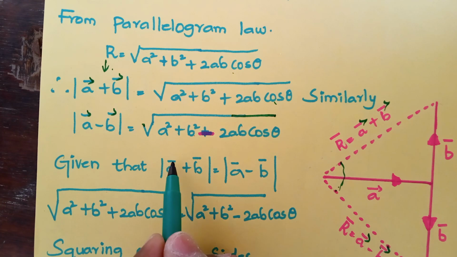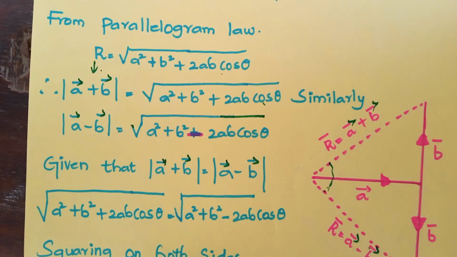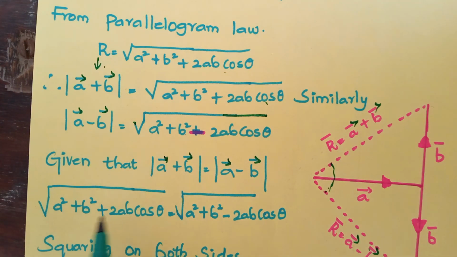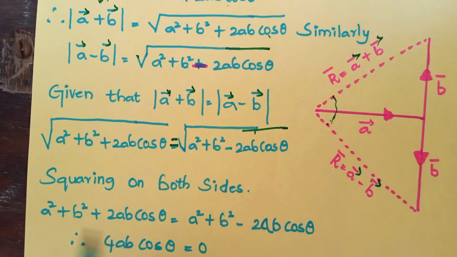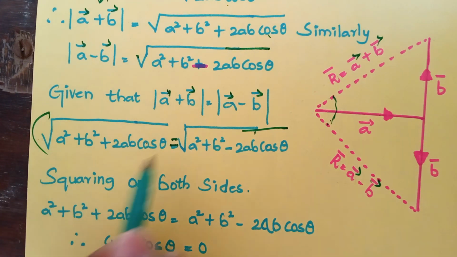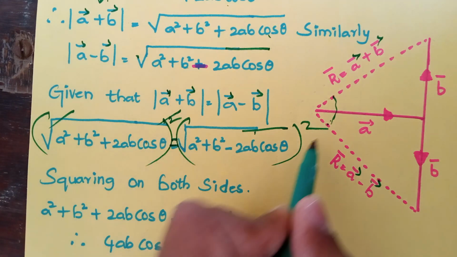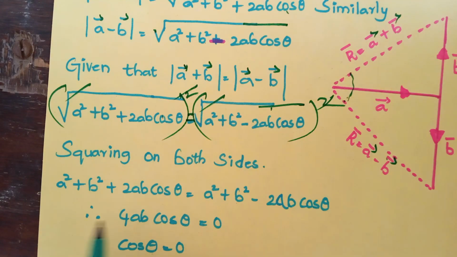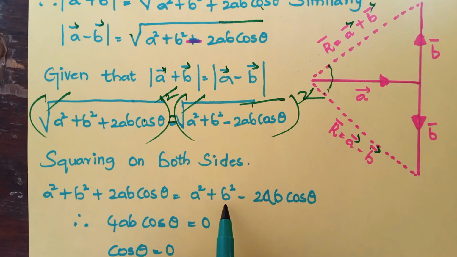Given in the problem, mod a plus b is equal to mod a minus b. We know mod a plus b is under root a square plus b square plus 2ab cos theta, and mod a minus b is under root of a square plus b square minus 2ab cos theta. Squaring on both sides, the square root is cancelled. Then we get a square plus b square plus 2ab cos theta is equal to a square plus b square minus 2ab cos theta.